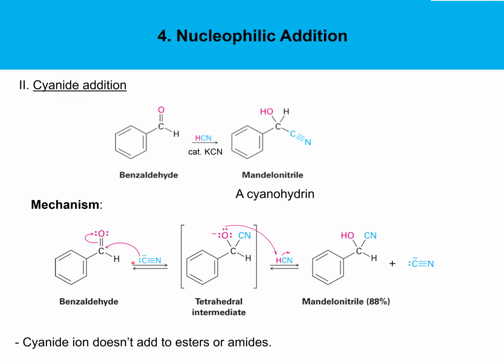Here's the mechanism of the reaction. The cyanide ion will add to the carbonyl carbon, breaking the double bond to give us this tetrahedral intermediate. The oxygen will then be protonated by hydrogen cyanide to produce the cyanohydrin and the cyanide ion, which will continue the reaction. For that reason, we only need a catalytic amount of potassium cyanide. Note that cyanide ion is not a strong enough nucleophile to react with esters and amides, so it generally reacts only with aldehydes and ketones.